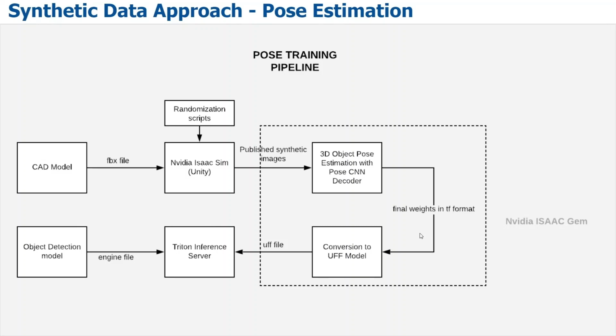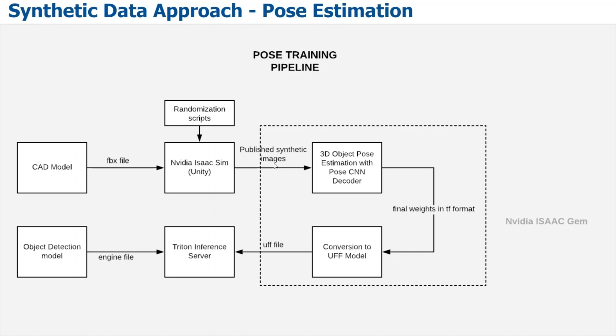The pose estimation training pipeline begins with the import of 3D CAD models into Unity's Isaac Sim and the scene setup. The scene setup consists of placing the target object in the 3D environment and attaching randomization scripts to the target object and the virtual camera. This lets the pose estimation model see the object from many different angles as it's being trained.